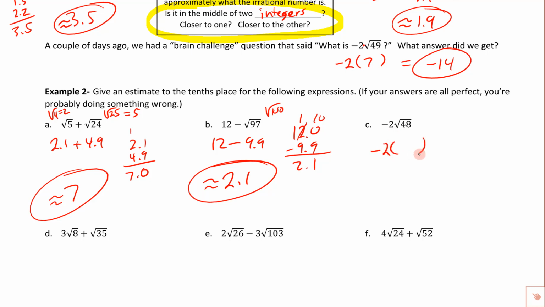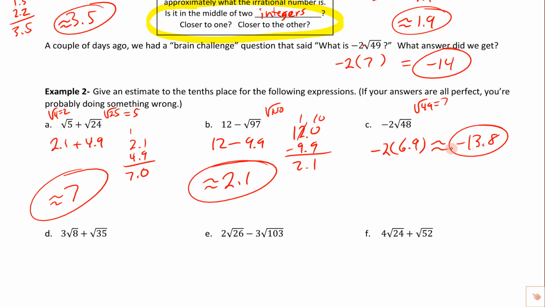We've got a negative 2 for that, and then we just want to come up with an estimate for the square root of 48. It's a little bit less than the square root of 49, so it's got to be a little bit less than 7. So let's say about 6.9. So if we double that, we end up with negative 13.8, and that would be our estimate. Okay, and I'm going to put our approximation sign there just to kind of make it clear on that one.